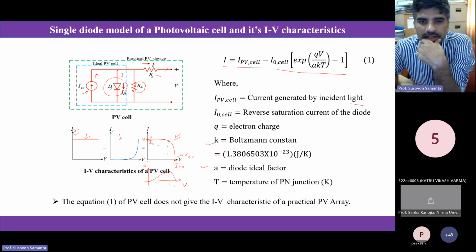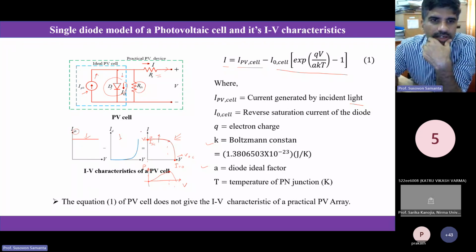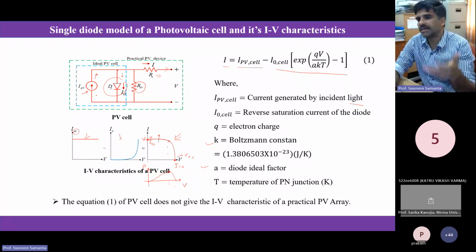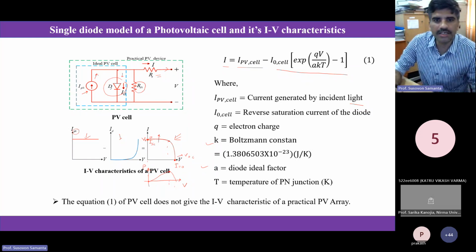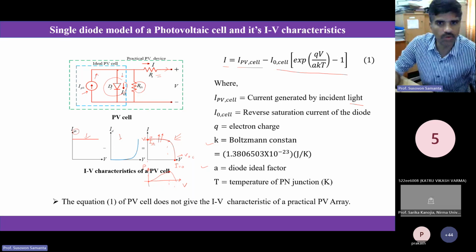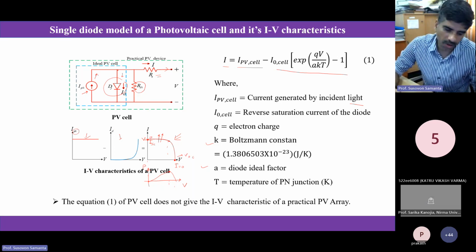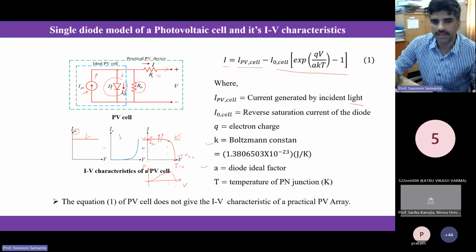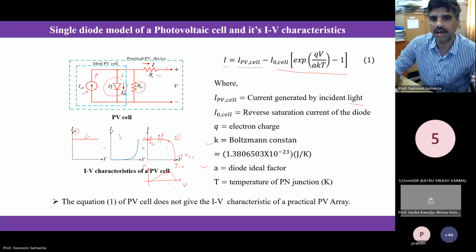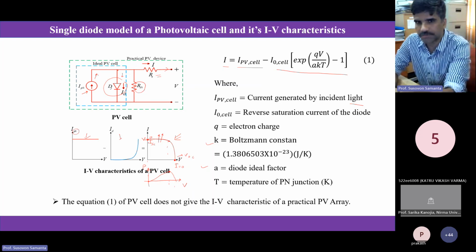Now the question is, the irradiation will vary, so depending on the irradiation, how will this IV curve move? Also, when the irradiation is changing, there is a change in the array or PV panel temperature. So these are the two important parameters that we should understand: how the IV characteristics will change depending on the irradiation and depending on the temperature.